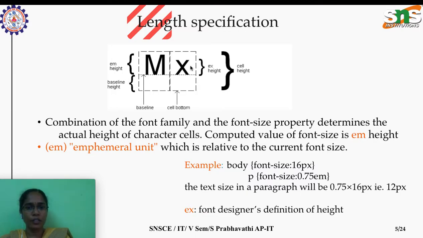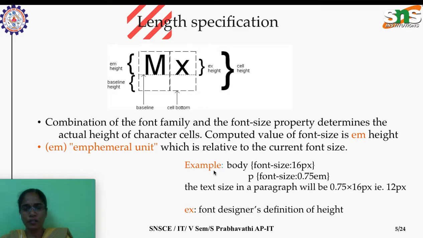Different terminologies are used here. The whole size of the character is said to be the cell height, and this is the cell bottom, the baseline where the character sits. This height is said to be the EM height, and this is the EX height. I'll take you through what EM height is. EM is nothing but the unit related to the current font size.